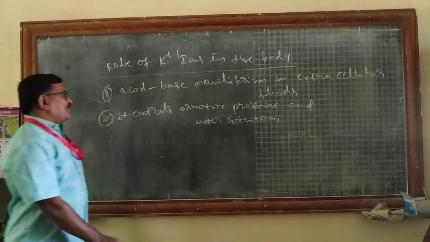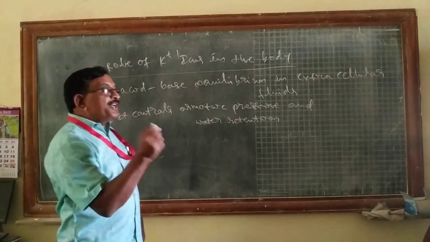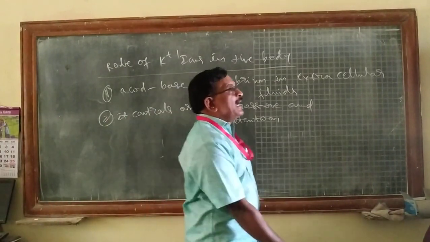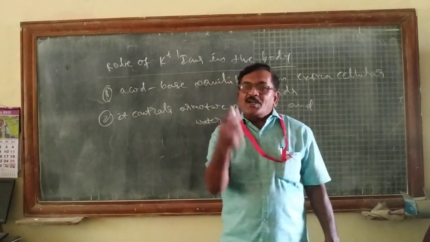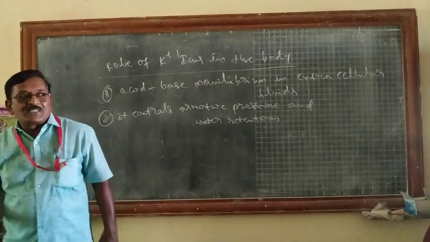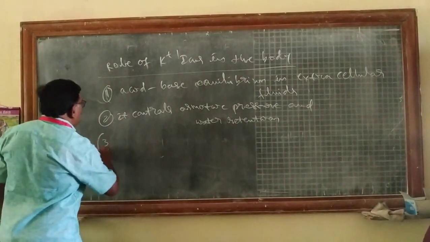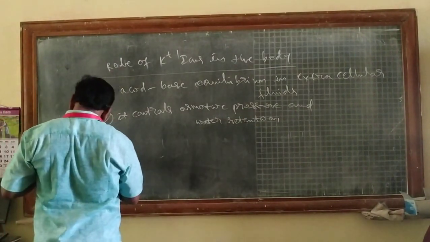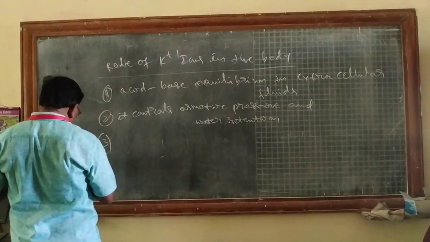So first of all, it controls the osmotic pressure of the body and water retention in the body. That is when we feel hungry or thirsty, we need water. So the retention of water in the body as well as the osmotic pressure is controlled by the potassium ion.